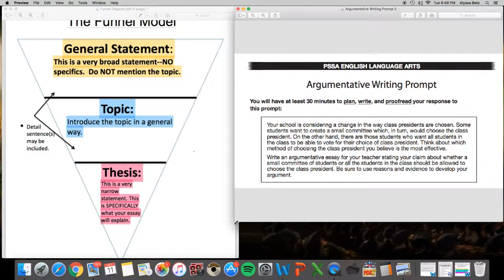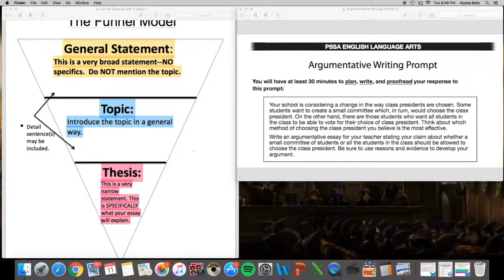So your writing prompt is going to be as follows. It says, your school is considering a change in the way class presidents are chosen. Some students want to create a small committee, which in turn would choose the class president. On the other hand, there are those students who want all students in the class to be able to vote for their choice of class president. Think about which method of choosing the class president you believe is most effective.